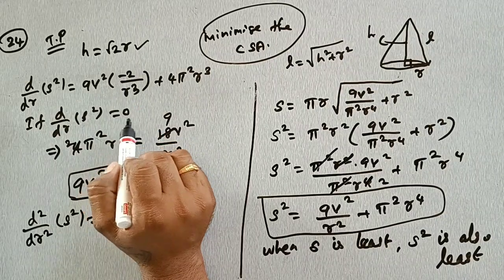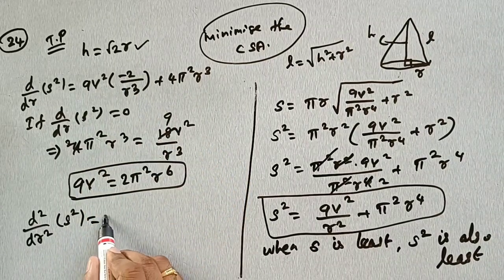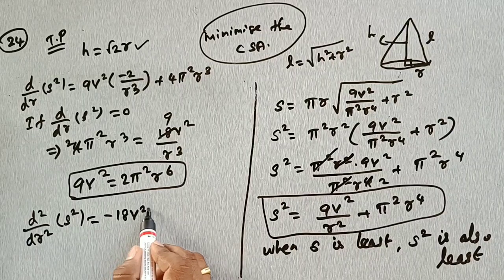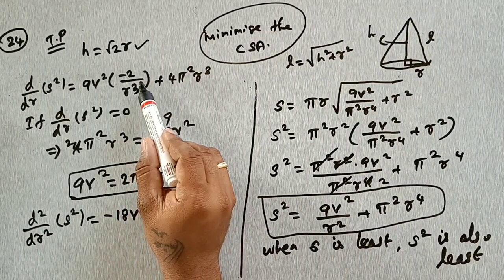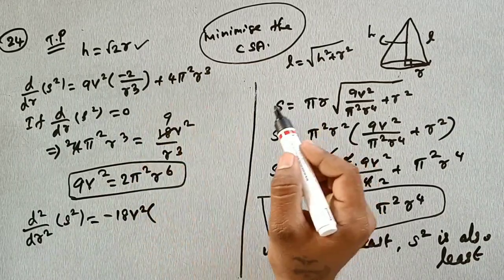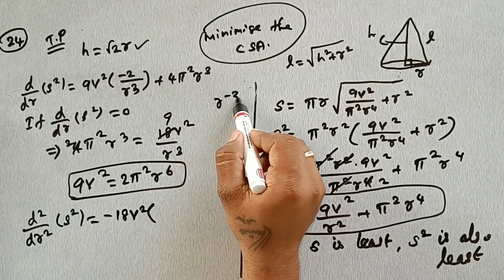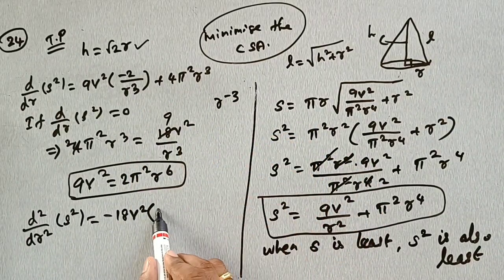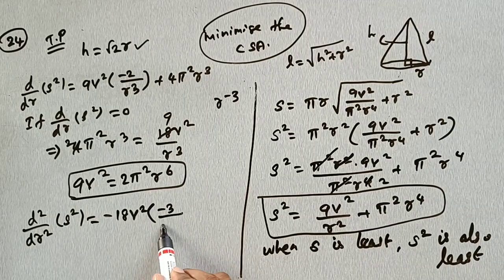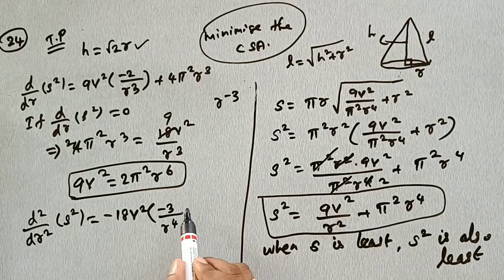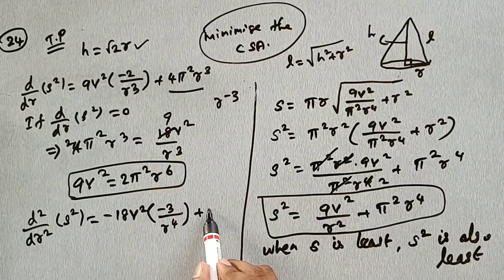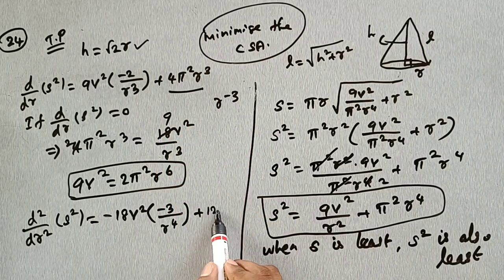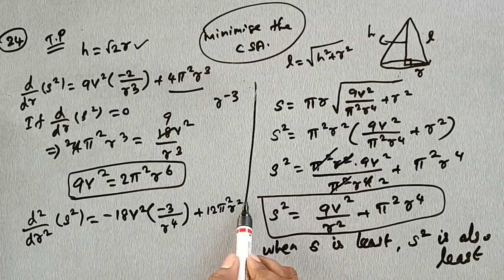Here minus 18v square is constant. Differentiation of 1 by r cube: we can take it to the numerator, it will be r power minus 3. Differentiation of r power minus 3 is minus 3 divided by r power 4, plus differentiation of the second term, that is 4 into 3, 12 pi square r square.